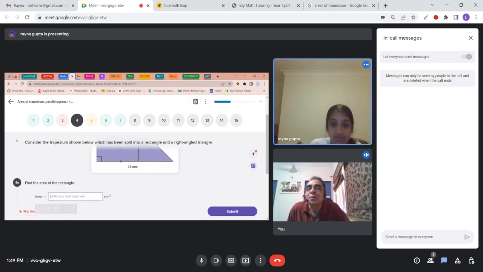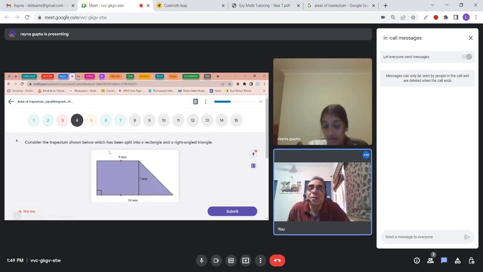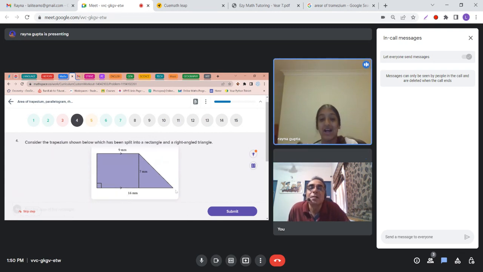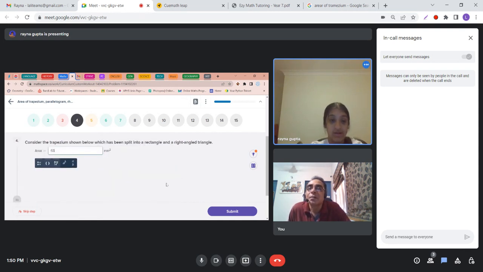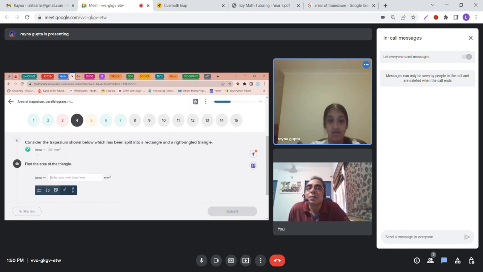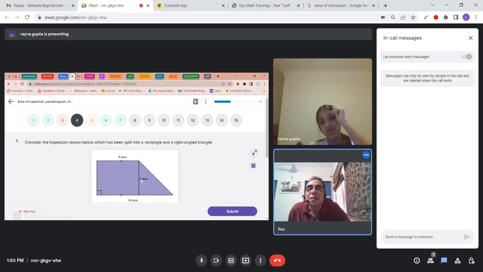Oh, wait, this time it's the area. Yeah, find the area of the rectangle only. Area of the rectangle. How much is the area of the rectangle? It's this. So it will be 9 and 7. Great. It will be 63. Yeah, now find the area of the triangle. Area of a triangle is how much? Height is?